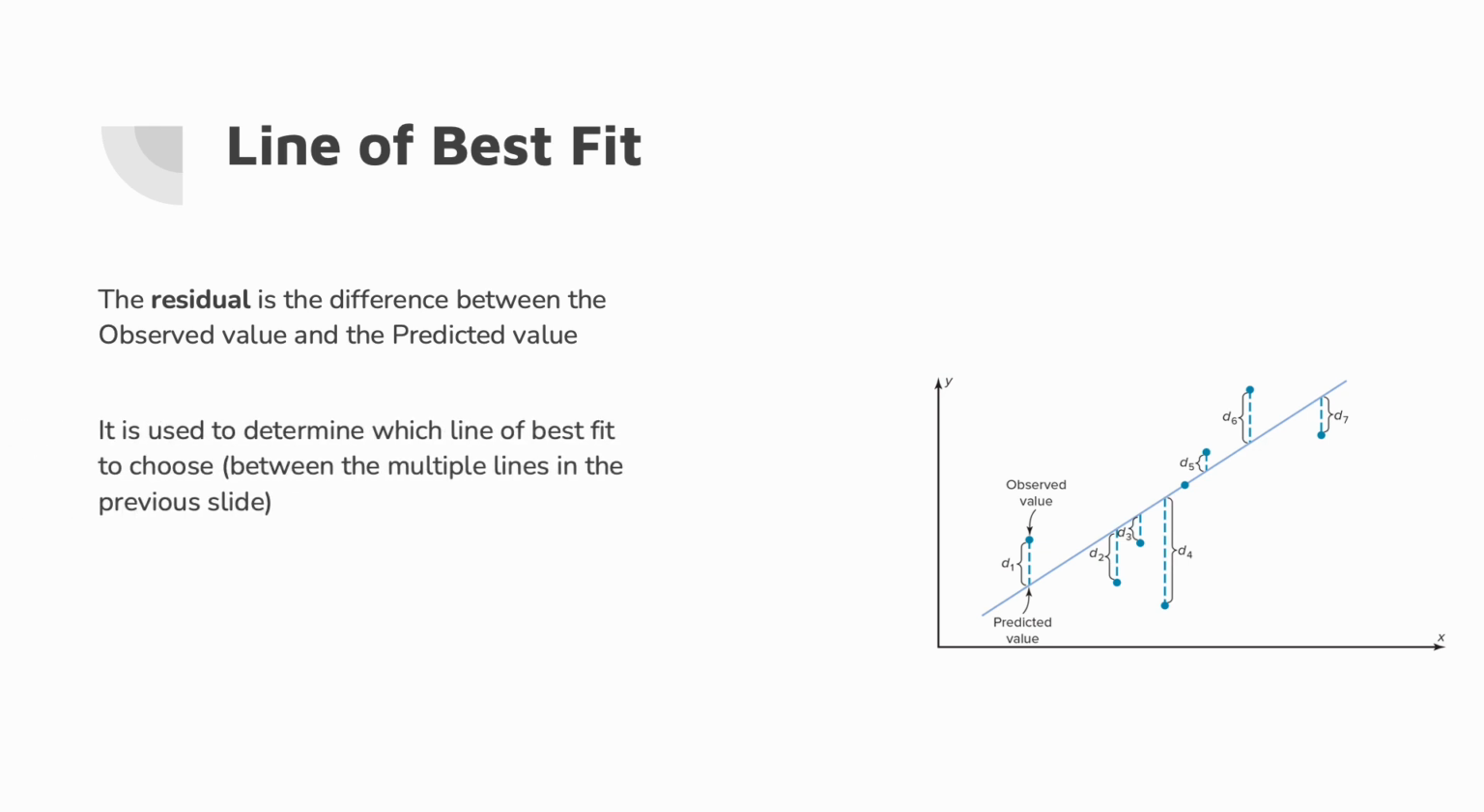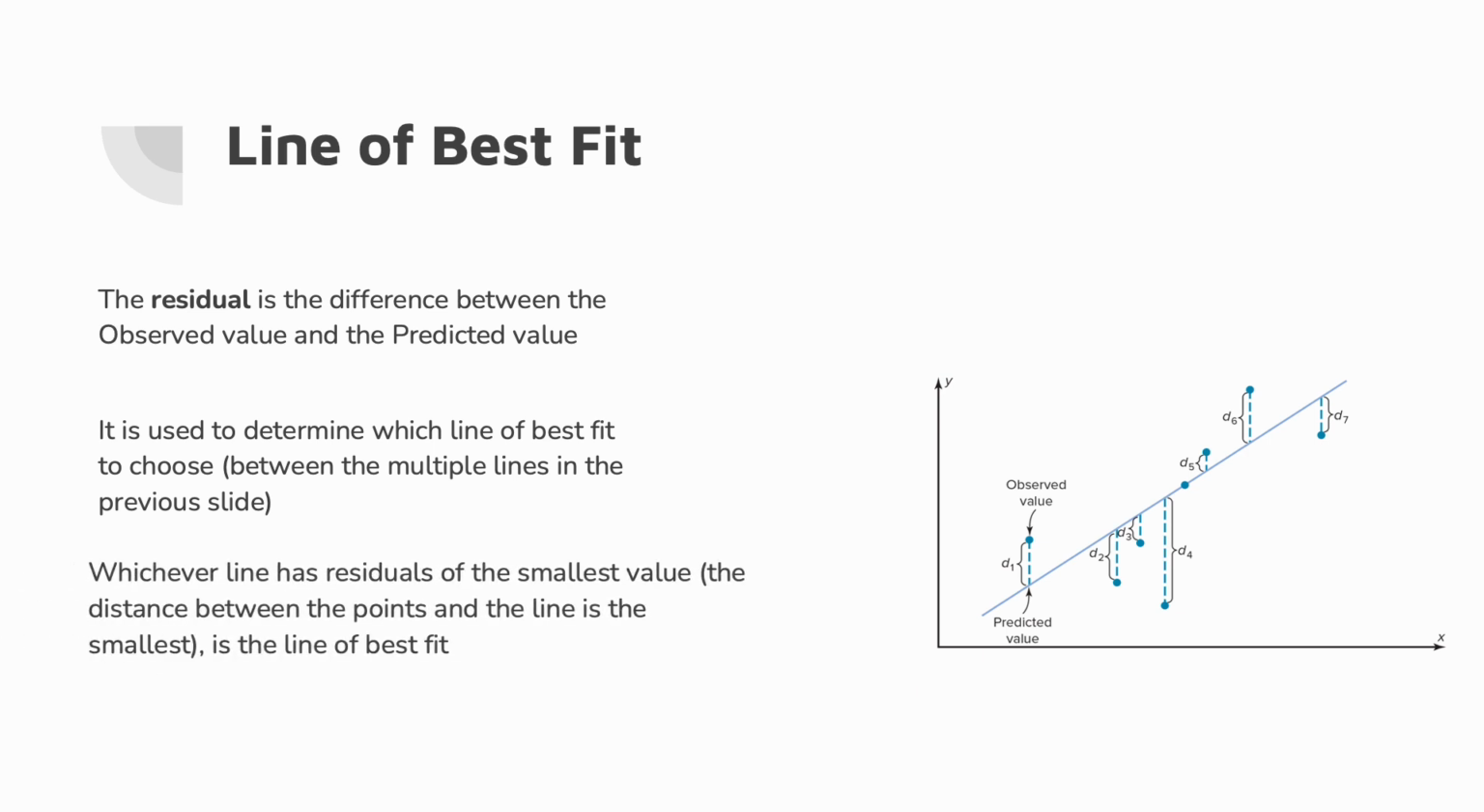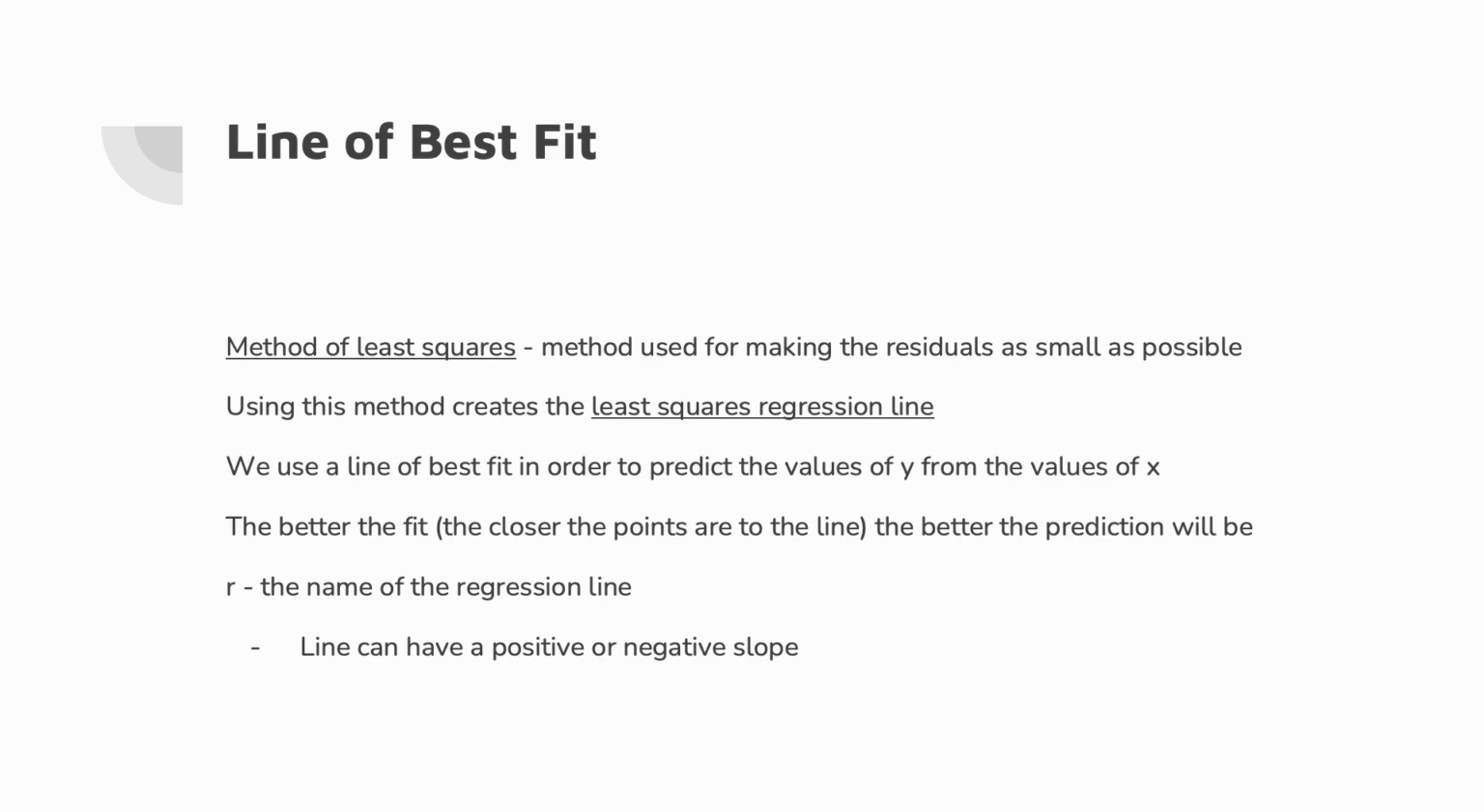It is used to determine which line of best fit to choose, whether that be between the multiple lines in the previous slide. Whichever line has residuals of the smallest value, that is the distance between the points and the line is the smallest, is the line of best fit. Method of least squares. That is the method used for making the residuals as small as possible. Using this method creates the least squares regression line.